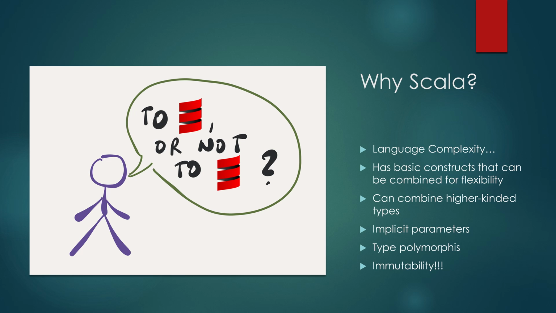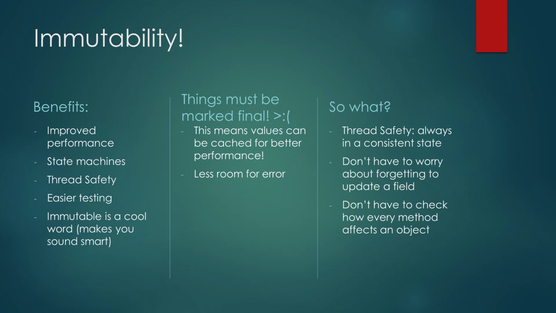Another reason is that Scala makes it easy to write code using immutable data. All of Scala's standard data structures are immutable. Immutability provides a myriad of benefits like improved performance, state machines, thread safety, and easier testing. By nature, all fields of an immutable object must be marked final. Every field being final means values can be cached, which ultimately leads to improved performance.